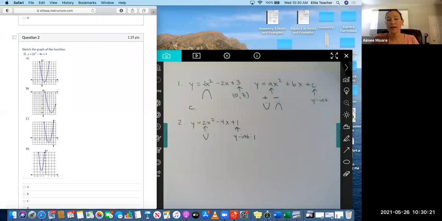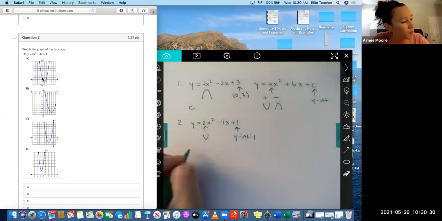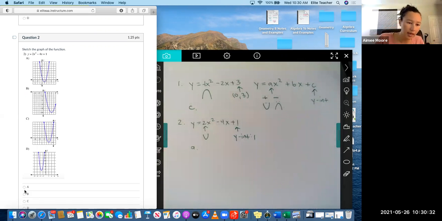Okay, and I got that number 2 is A, and you are correct. So the y-intercept is 1, and this is the only graph with a y-intercept of 1 and it's opening up. So it is A.